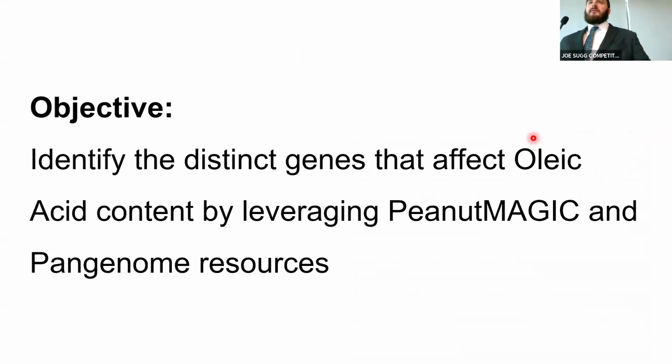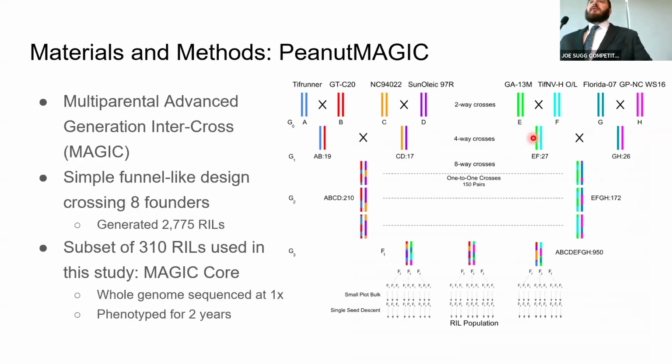Okay, so that leads me into my objective to identify the distinct genes that affect oleic acid content by leveraging our two resources, Peanut Magic and Pangenome. So what are they? Peanut Magic is a multi-parental advanced generation intercross population. We took 8 parental lines and crossed them in a simple funnel-like design. So you can see how they cross all the way down into our real population of 2775.